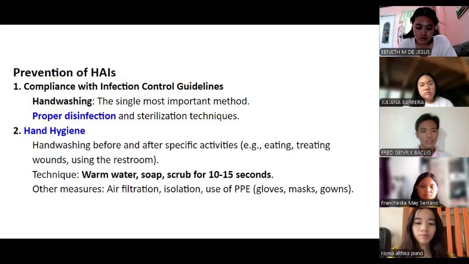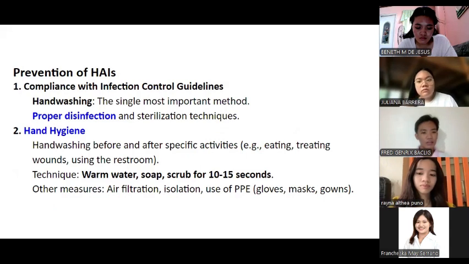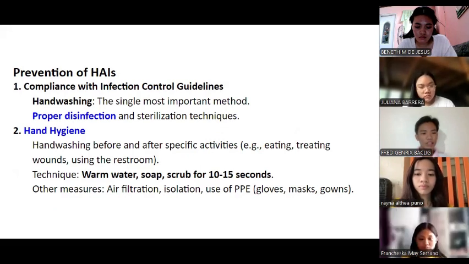Next, prevention for healthcare-associated infection. Number one is compliance with infection guidelines. The most common and most important method is hand washing. This is one of the most important because it reduces the spread of infection in between interaction with patients, along with proper disinfection and sterilization techniques.